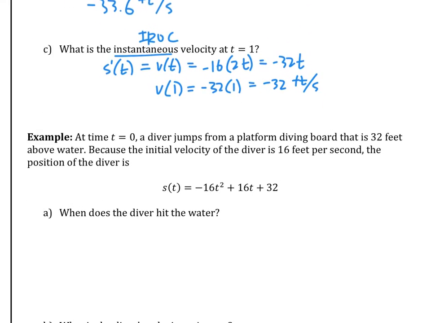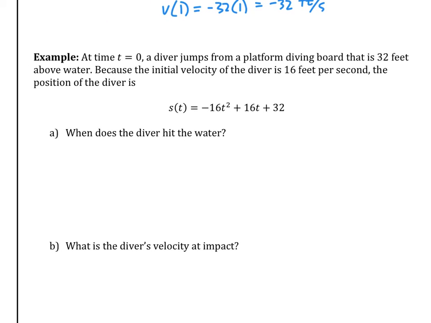All right. Let's try another one. At time t, a diver jumps from a platform diving board that is 32 feet above water. Because the initial velocity of the diver is 16 feet per second, the position of the diver is this one. All right, so they give you a position equation. When does the diver hit the water?